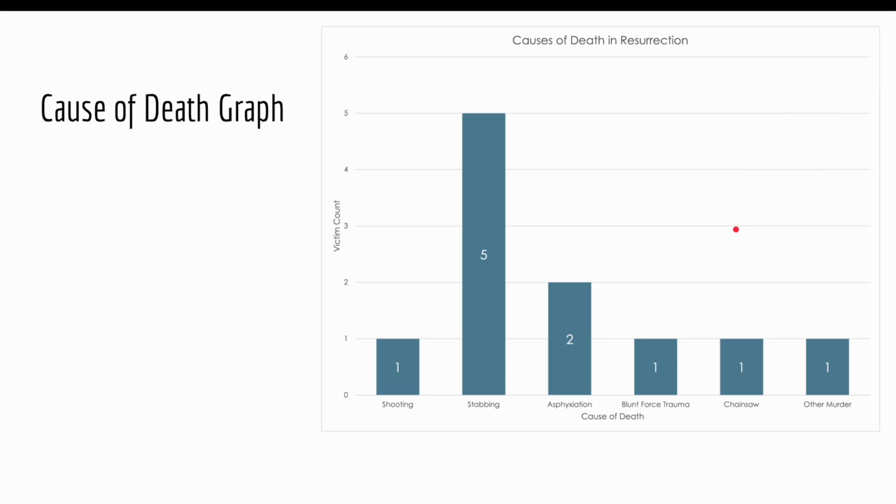These are the causes of death in Resurrection. So as you can see, most of them were stabbing. All 5 of these are Dexter. Dexter killed 5 people. All of them were stabbing. No one else stabbed anybody.